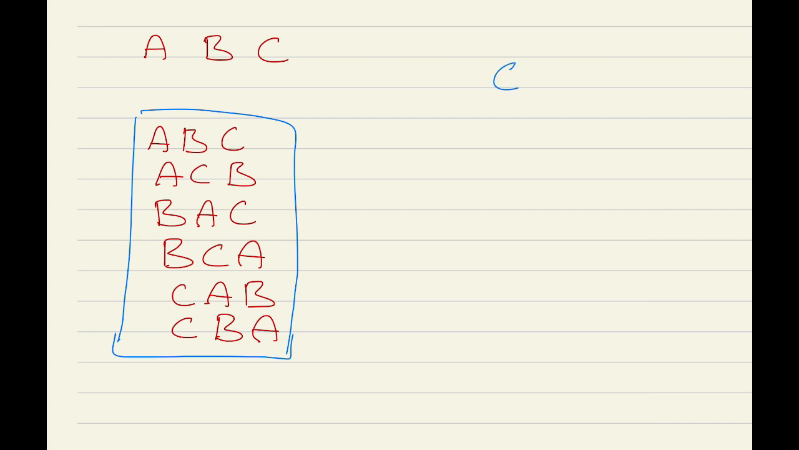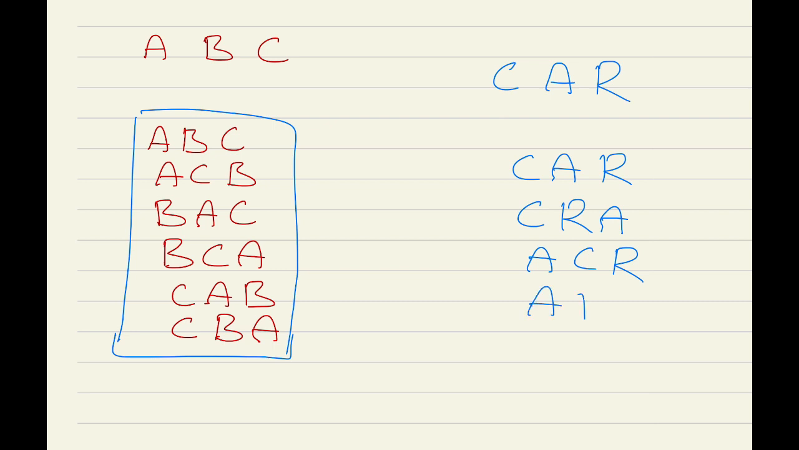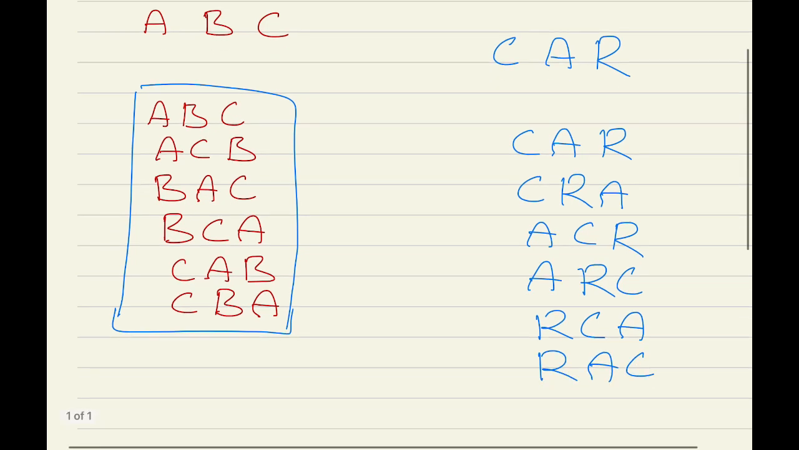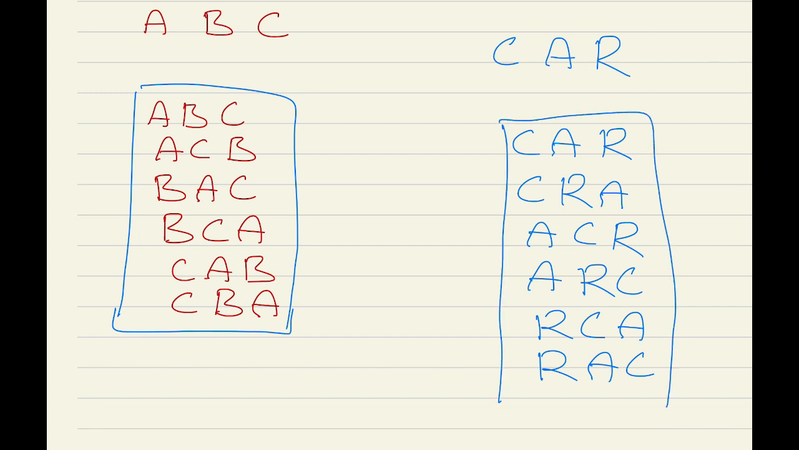the characters are C, A, and R. Then we need to print all the permutations of the characters C, A, R, and the possible permutations are C, A, R, C, R, A, then A, C, R, then A, R, C, then R, C, A, then R, A, C. So these are the possible permutations if 3 characters C, A, R are given.